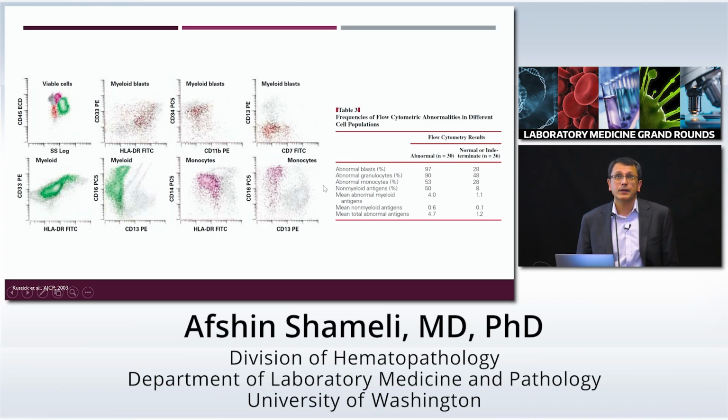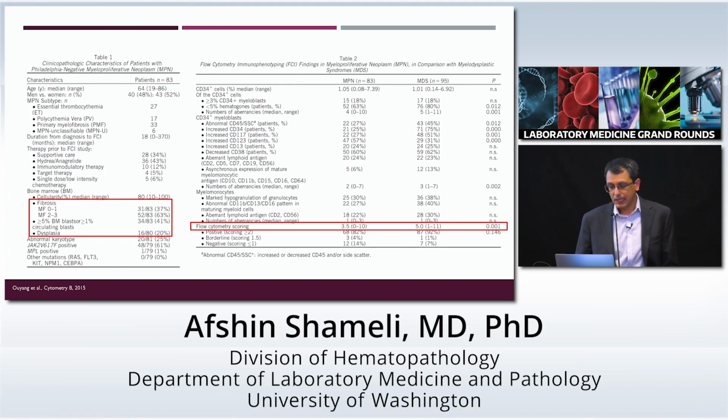So it appears that flow cytometry can be helpful in the setting of the chronic myeloproliferative neoplasms. Another study from MD Anderson looked at the myeloproliferative neoplasms and looked at the patients with essential thrombocythemia, polycythemia vera, and primary myelofibrosis. And they found that a significant number of these patients also have abnormalities on either blast population or maturing myelomonocytic cells.